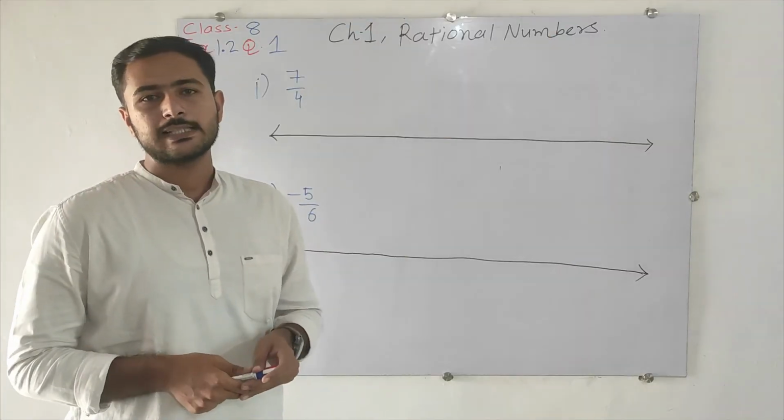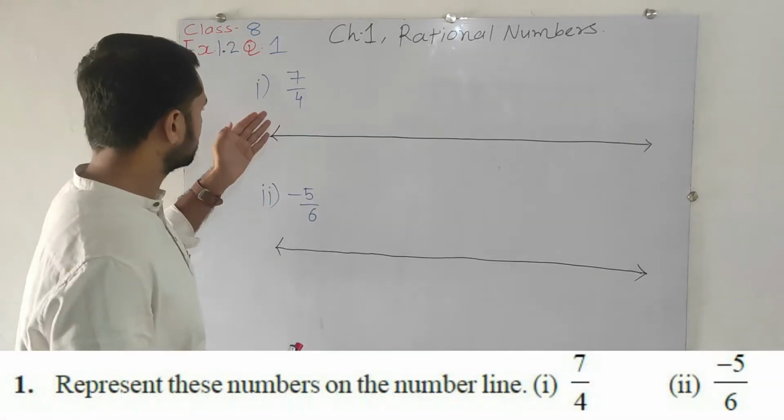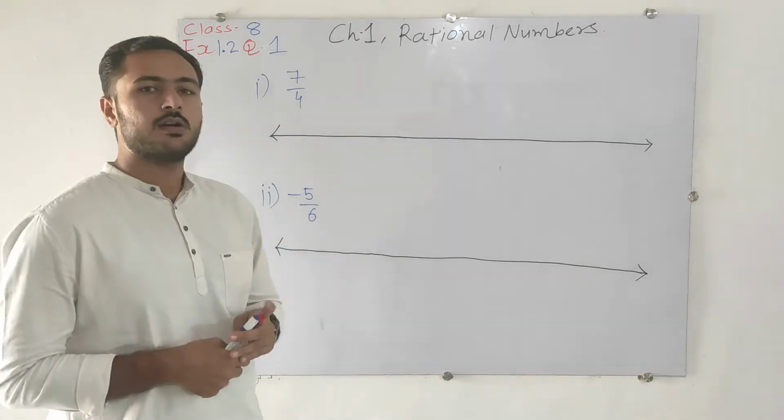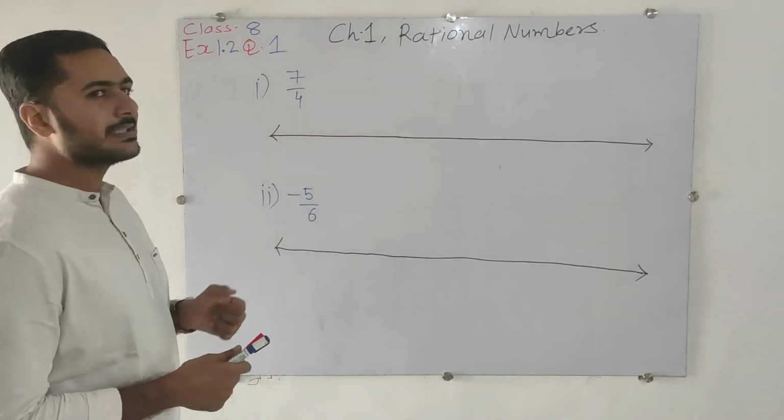So now let's start exercise 1.2, question number 1. In that we have two different numbers, 7 by 4 and minus 5 by 6. Both rational numbers we have to represent on the number line. So let's start with the first one, that is 7 by 4.